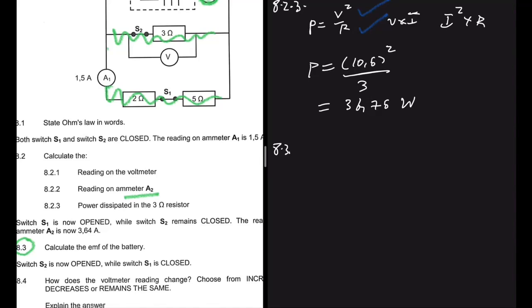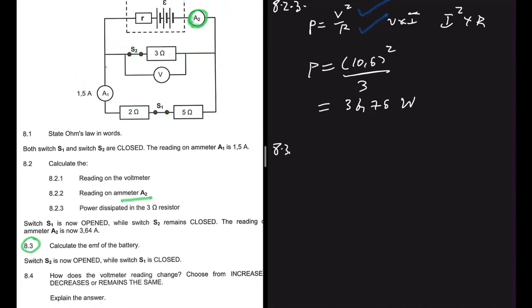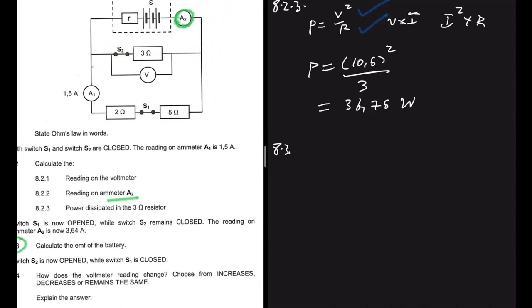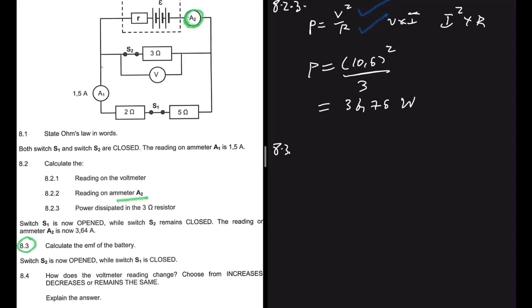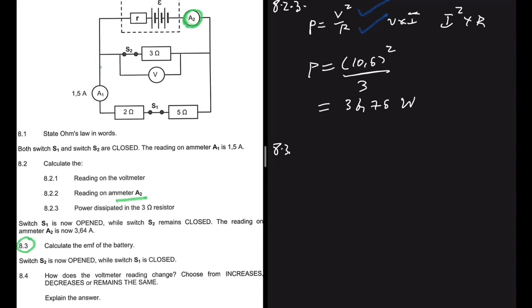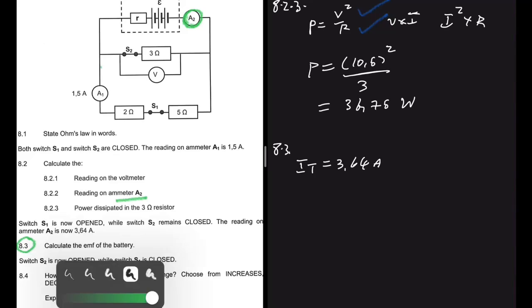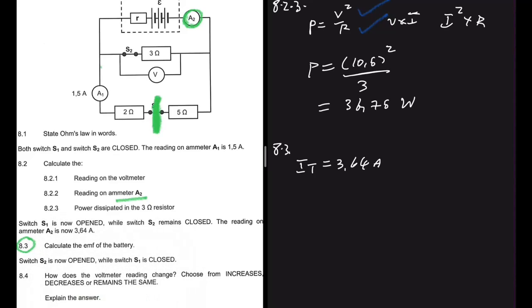So in 8.3, we're told that switch S1 is now open while switch S2 remains closed. The reading on the ammeter E2 is now 3.64 amperes. So when S1 is open, now we have an IT which is equal to 3.64 amperes. We have a total current equal to 3.64. So let's go to our sketch and see what happens when switch S1 is open. When switch S1 is open, the current is no longer passing this point, right? So basically, all the current is going to flow like this.